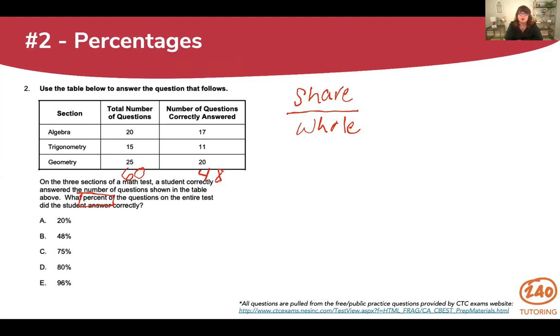Now, of course, if I just did that and I lost you, you can absolutely set this up and do 20, 15, 25, add that up, and you will still get 60. And then you can do 17, 11, and 20, add that up, and you will still get 48.